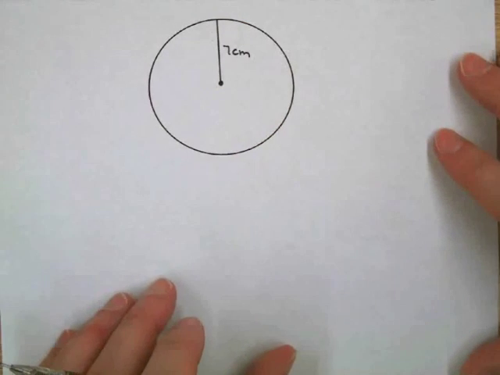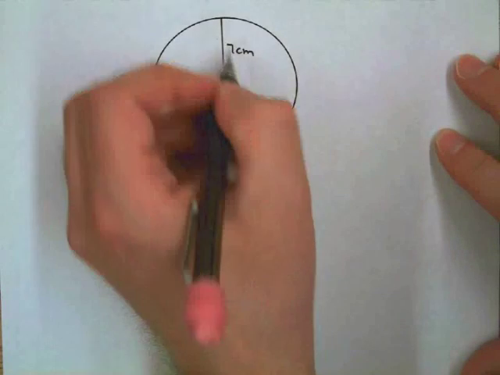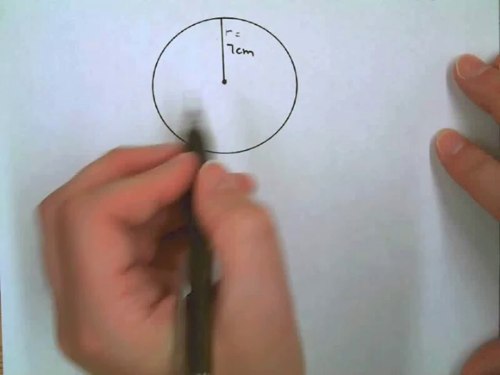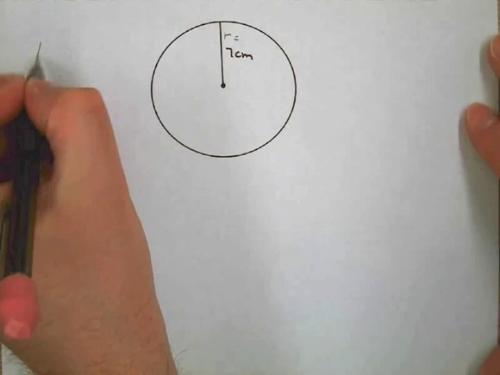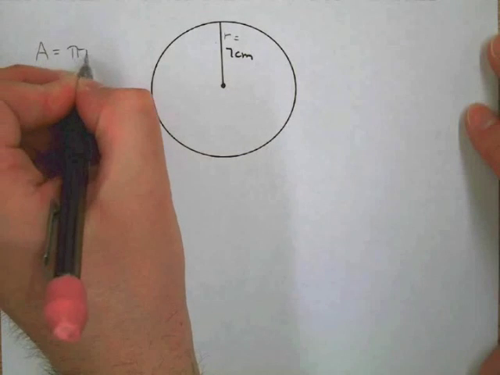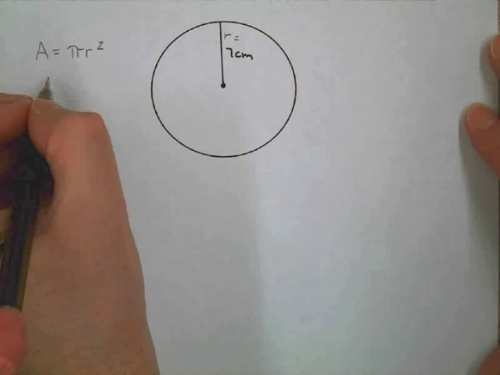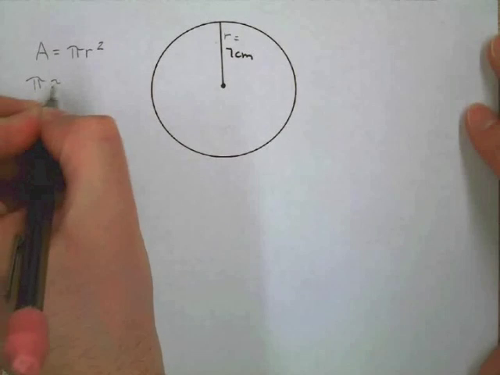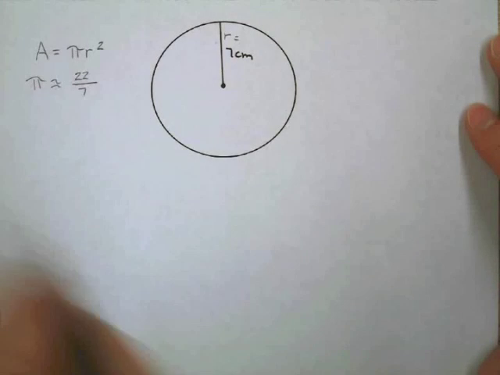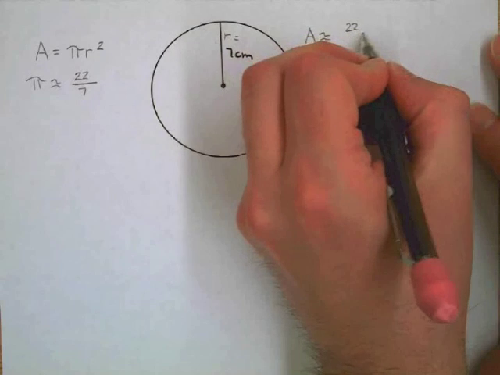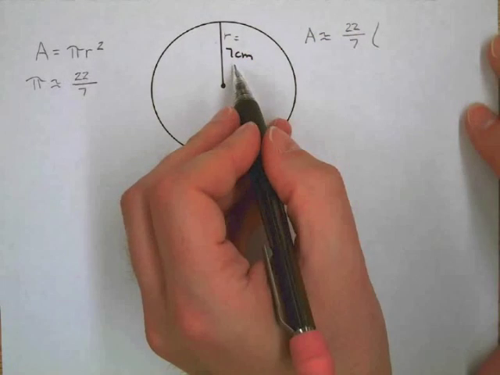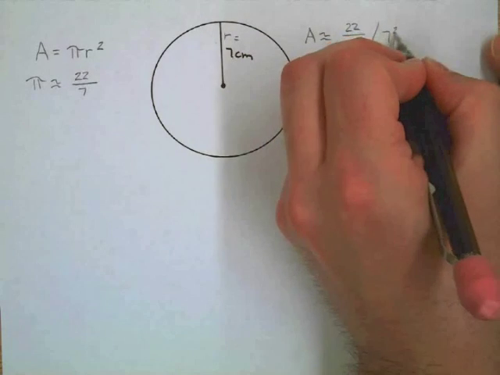Let's take a look at another example here. Here we have a circle with a radius of 7 centimeters. So we've already been given our radius there, the distance from the center of the circle out to a point on the circle. Area again is pi times the radius squared. So we can think of pi this time again as 22 sevenths. So then the area is about 22 sevenths multiplied by our radius, which is 7, squared.